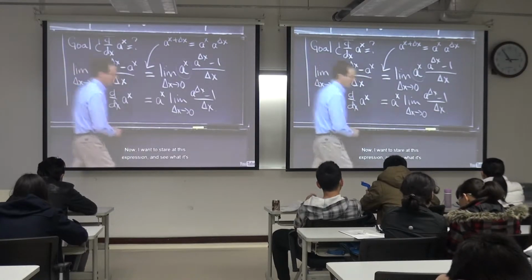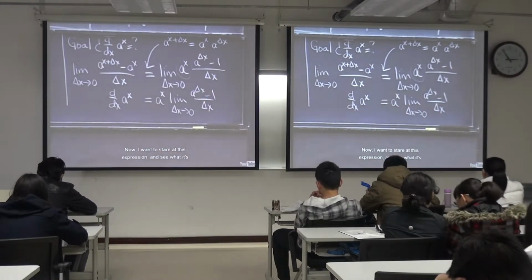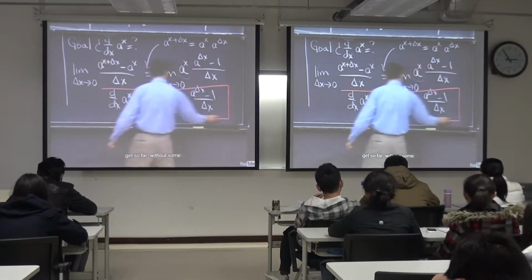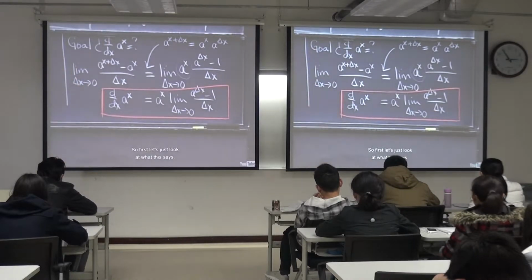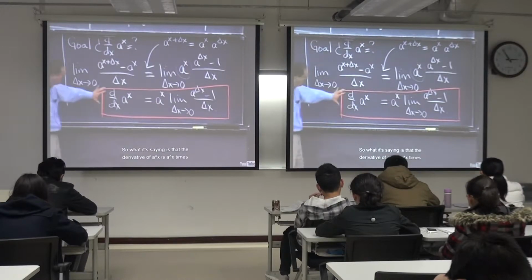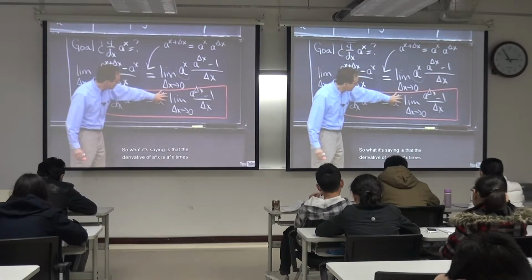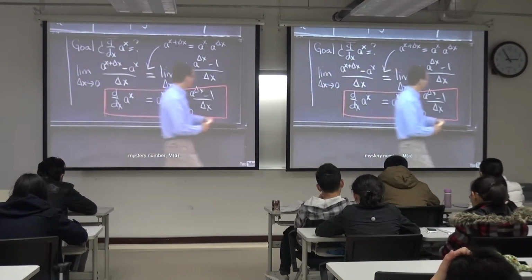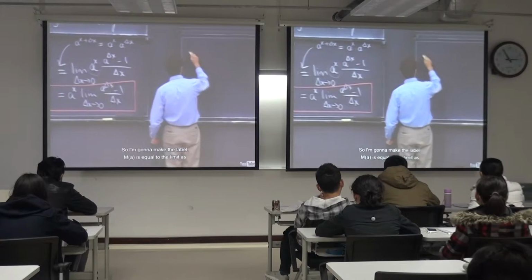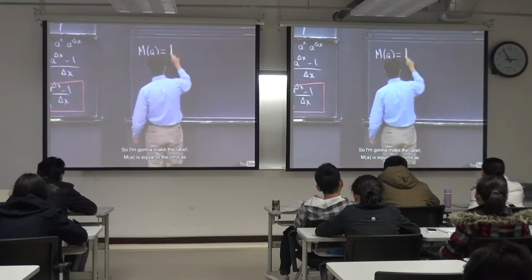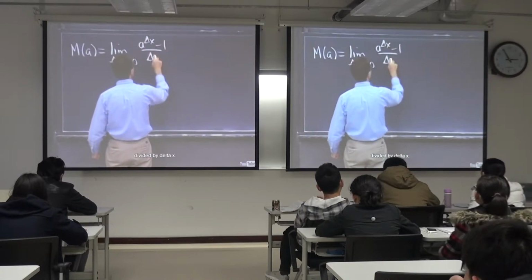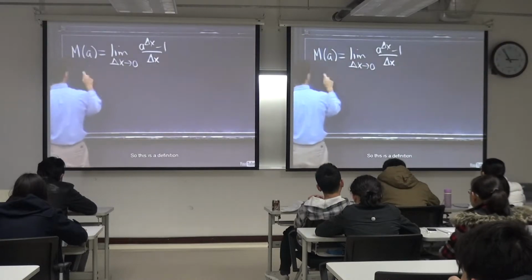Now I want to stare at this expression and see what it's telling us. Because it's telling us as much as we can get so far. First, let's just look at what this says. What it's saying is that the derivative of a to the x is a to the x times something that we don't yet know. And I'm going to call this something, this mystery number, m of a. So I'm going to make the label m of a equal to the limit as delta x goes to 0 of a to the delta x minus 1 divided by delta x. All right, so this is a definition.